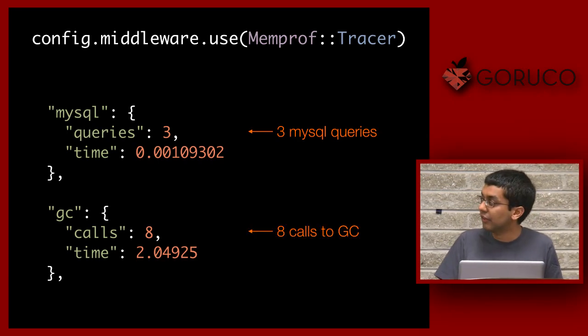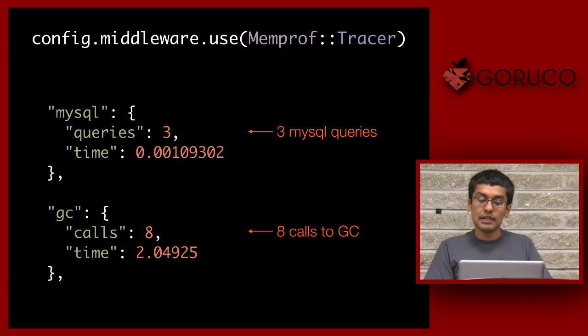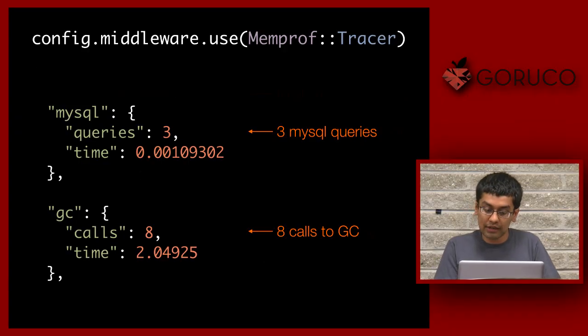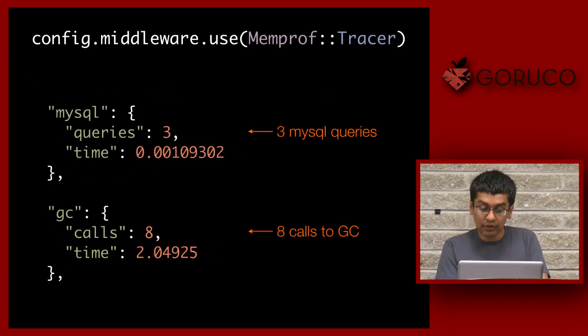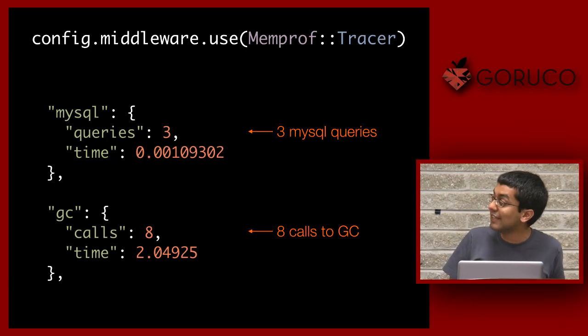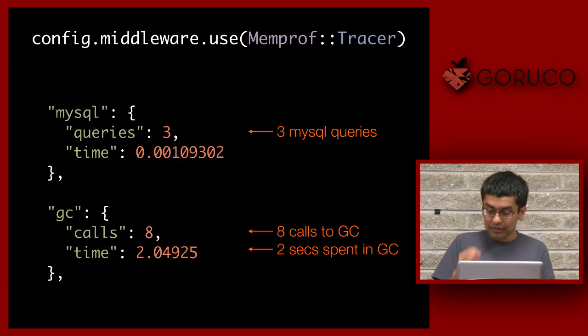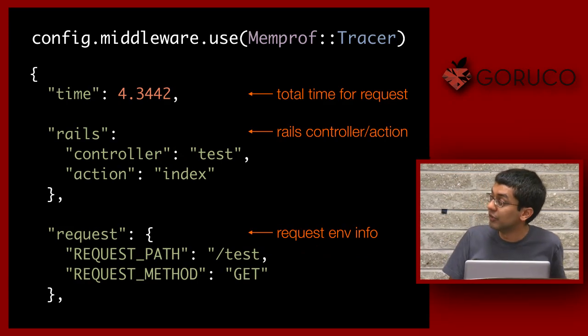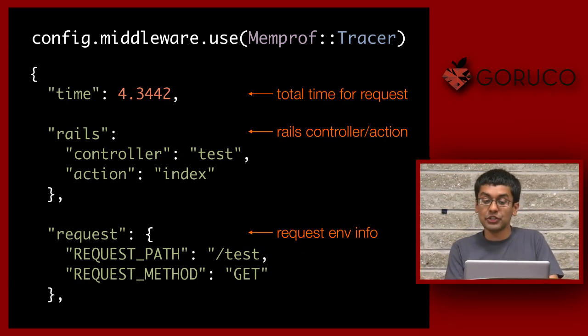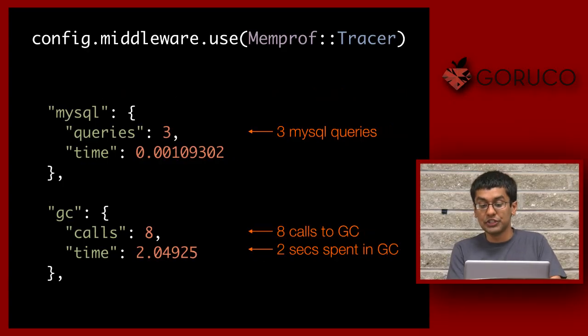The more interesting stuff is the other hooks we have into the GC and object creation itself. In this case, you'll notice that during this request, which took 4.3 seconds, 2.0 seconds of that was actually spent in the garbage collector, and the GC was invoked 8 times. Information like this is pretty useful, and the idea is that once you end up with a bunch of data, you can start aggregating it on the Rails controller and action and try to figure out what actions are spending a lot of time in GC, and then try to go optimize those.